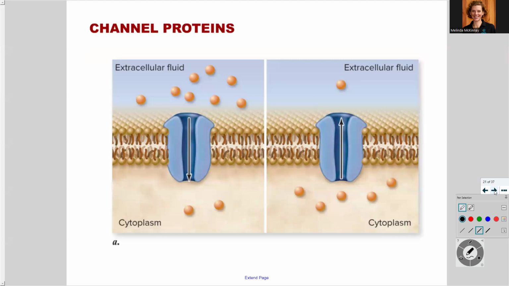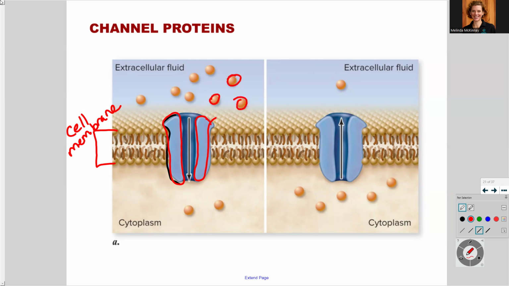Channel proteins. So channel proteins are going to allow things in and out. Again, this big thing here is our protein, red. Here's my big protein. It's stuck in the phospholipid bilayer. This here is the cell membrane. The protein is basically like a tunnel that's going to allow, say, these cars, if you will, to follow that analogy, to go through. So they're going to go through, and again, they're going from high to low.